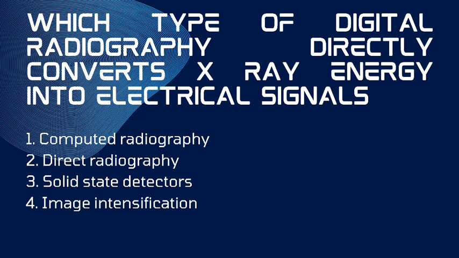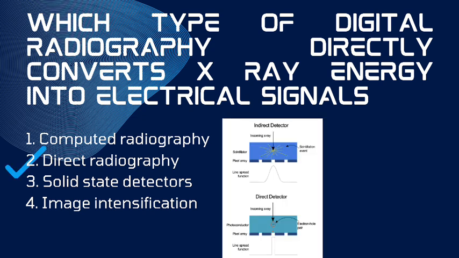The last option, image intensification, has a lot of steps involved in the image conversion. So that is also not the right answer. So the option is direct radiography.